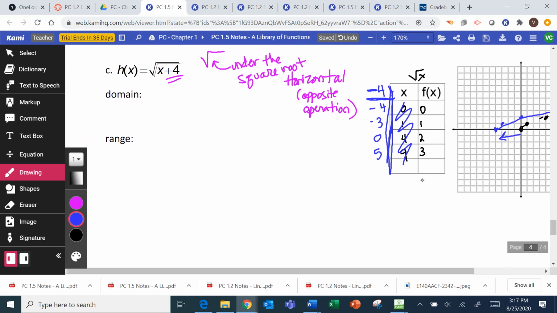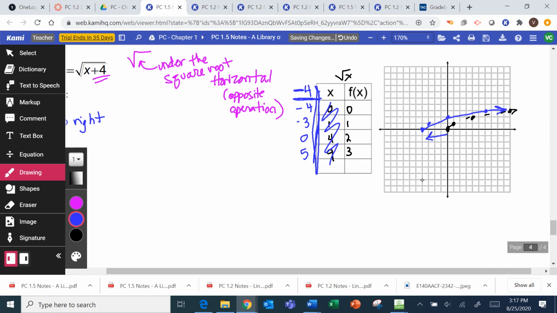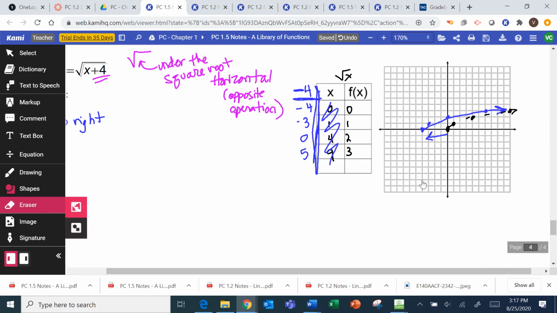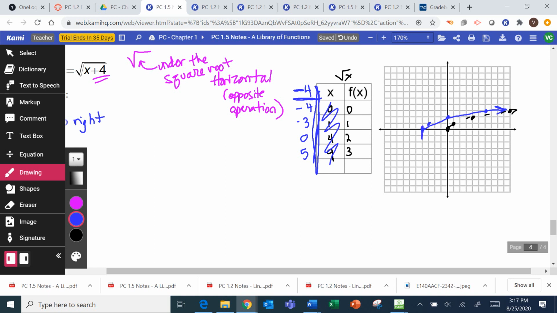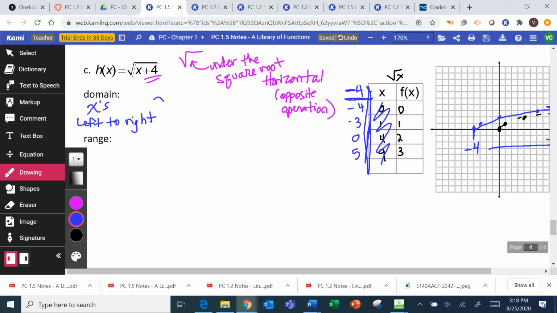Our domain, so we're talking about the x's, left to right. If I look at the picture, it does not go all the way to the left. It goes all the way to -4, and then from there, it moves all the way to the right. So what we'll say for our domain is that x is greater than or equal to -4.